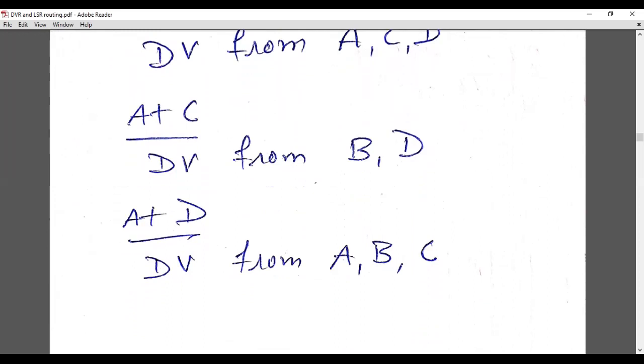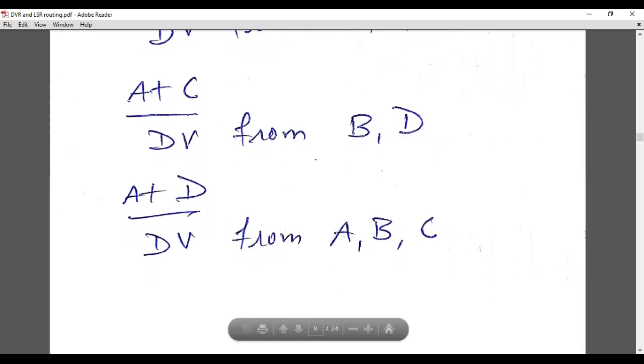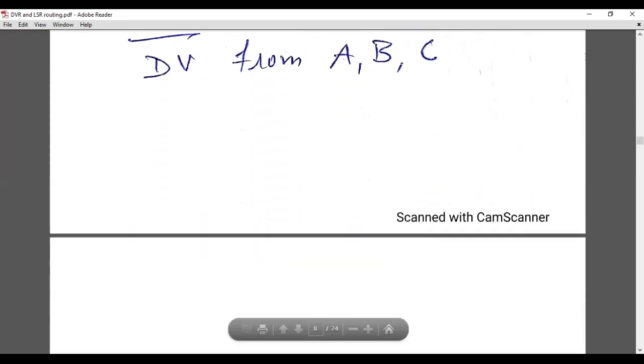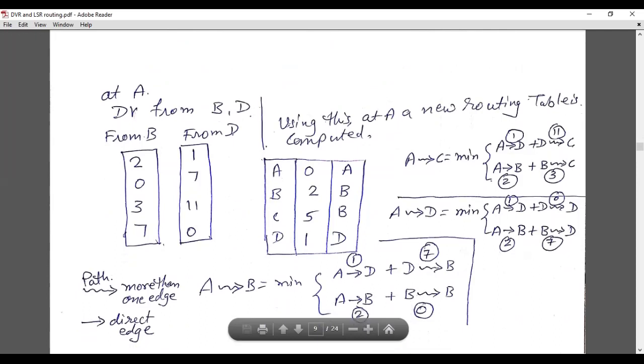So now at every node, using this distance vector, the new routing table will be created, right? So at every node, it is going to happen, right? But let's say at node A. Node A, distance vector will be received from B and D. So from B, it is receiving 2, 0, 3, 7, and from D, it is having 1, 7, 11, and 0. So a new routing table is supposed to be computed, right? So what is the meaning of this?